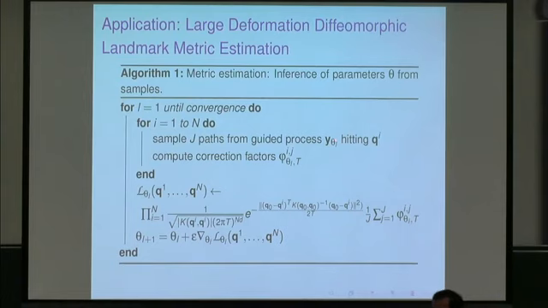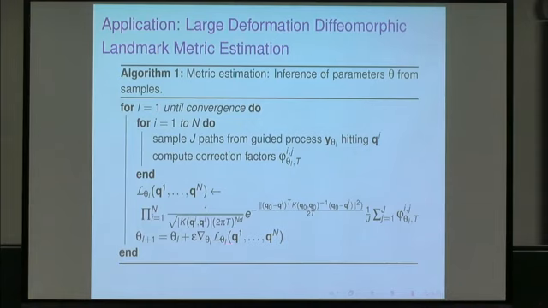Then we evaluate exactly this expectation. This is the expectation over the sample paths that we have simulated. That gives us an approximation of the probability density, and then we take gradient descent on the estimate of the log likelihood with respect to all our parameters, in which case the parameters are the covariance matrix and our initial configuration of the landmark points.